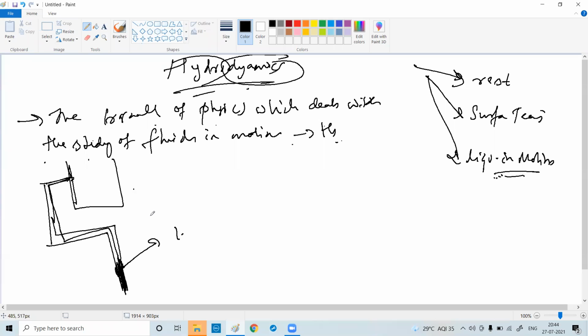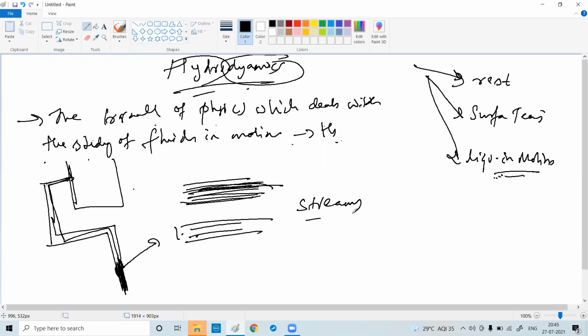And what else can I say? In a petrol bunk, when you are filling up petrol, that is also a good example of liquids in motion. Even rivers are a perfect example. Canals, rivers, streams, rivulets, all these are examples of liquids in motion.